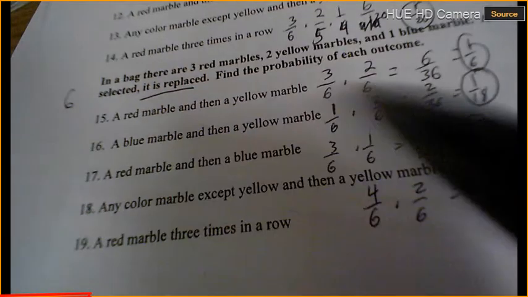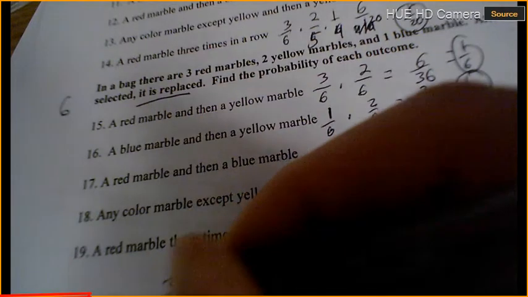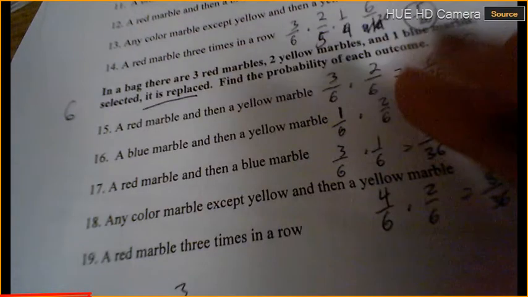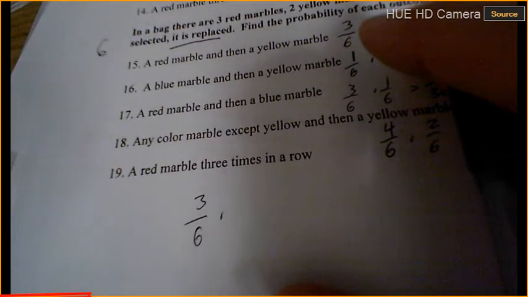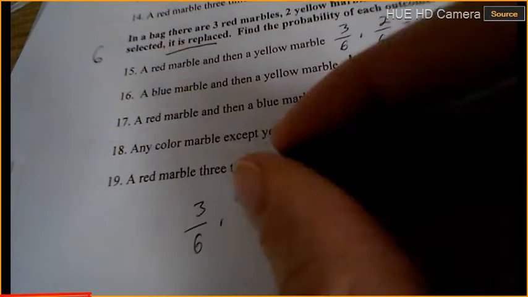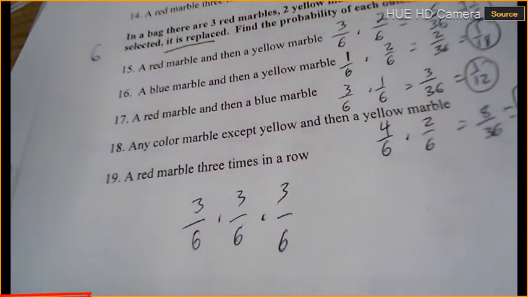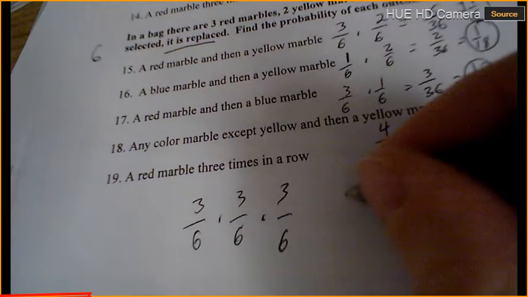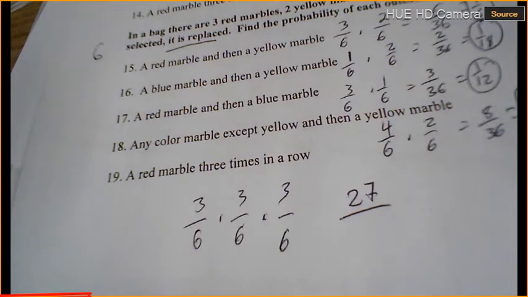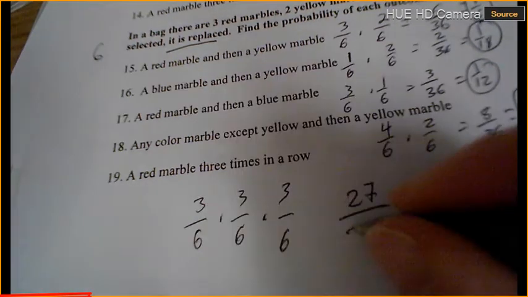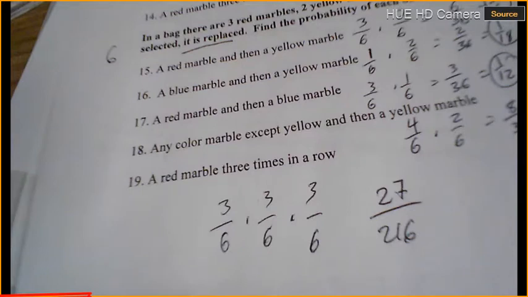Okay, 3 red marbles all in a row. So we get 3 out of, and we put it back each time, so it's also, and then the last one. Okay, so 3 times 3 times 3 is 27. 6 times 6 times 6 is 216. 27 divided by 216 is 1/8.